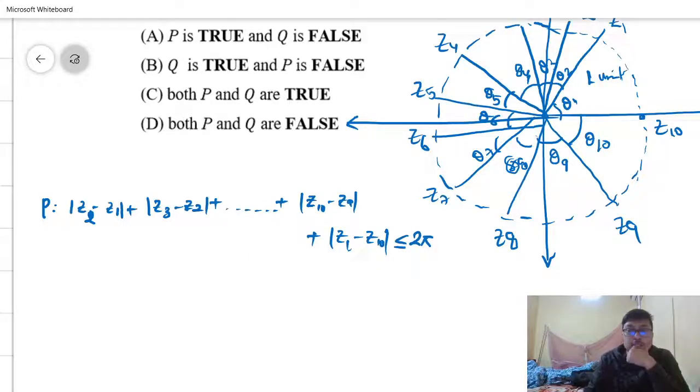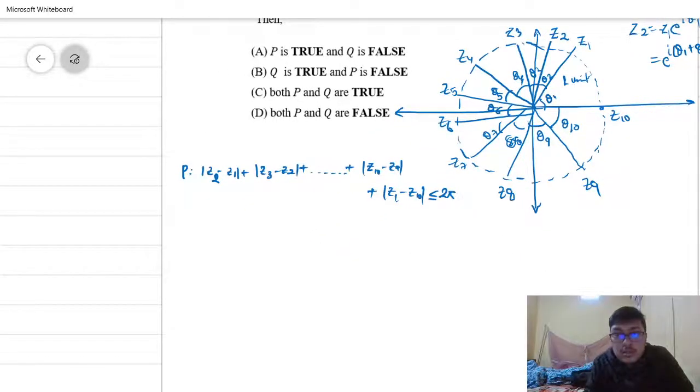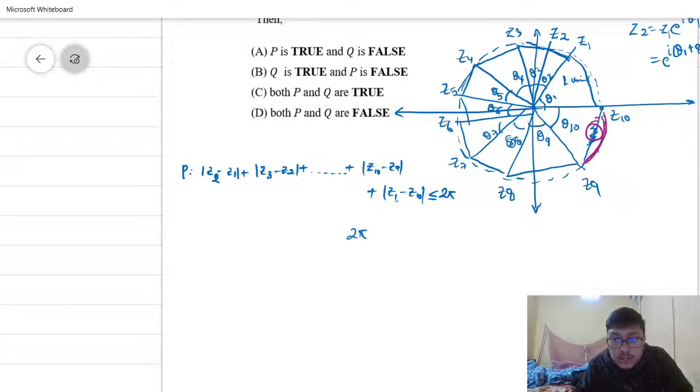First, see what is z2 minus z1. z2 minus z1 is this length. Similarly, z3 minus z2 is this length. All the chords' lengths are summed up. So if we add up all the lengths, then we would get less than 2 pi, because this length is always less than the length of this arc. This length is always less than the length of this arc. So we sum up and get a number which is less than 2 pi.